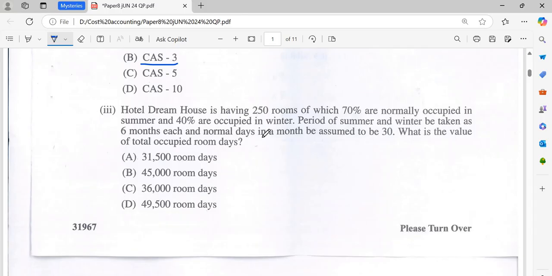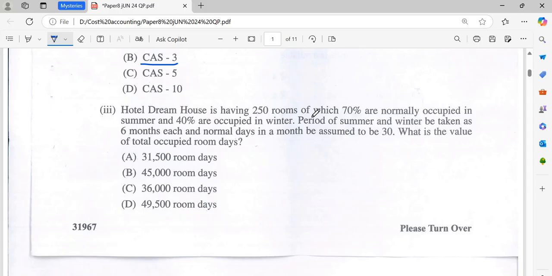Hotel Dream House is having 250 rooms, of which 70% are normally occupied in summer and 40% are occupied in winter. So this is the problem based on operating costing. So period of summer and winter to be taken as 6 months each, and normal days in a month to be assumed to be 30. What is the value of total occupied room days? So we need to calculate total occupied room days.